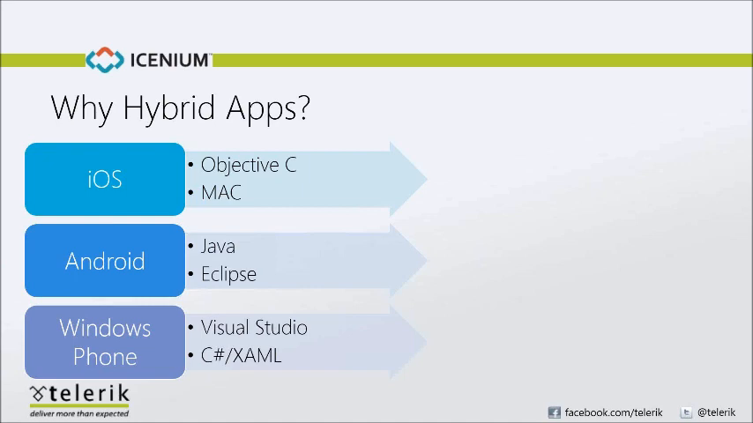Now you see that if you want to create a native app for iOS devices, you need to know Objective-C, and you need to have a Mac device. If you want to create an Android native application, you need to know Java, and you need to have the Eclipse IDE. And if you want to create a Windows Phone application, you need to know C# and XAML, and you must have Visual Studio to create Windows Phone native applications.